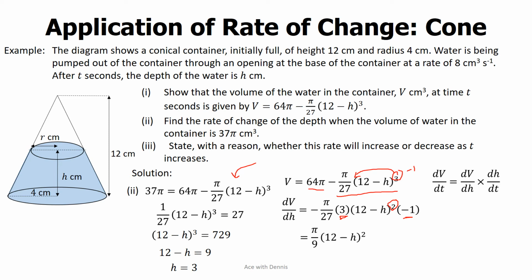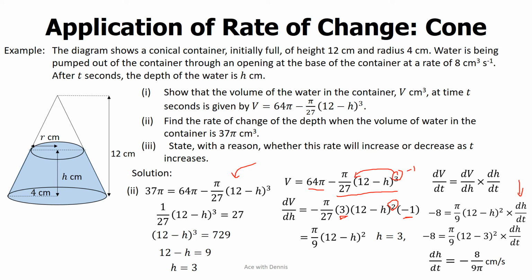Now we can form the chain rule. dV over dt equals dV over dh times dh over dt. We know dV over dt is negative 8, and dV over dh is pi over 9 times (12 minus h) squared, times dh over dt. We want to find dh over dt. We substitute h equals 3 into the equation, which gives negative 8 equals pi over 9 times (12 minus 3) squared times dh over dt. Solving it, we get dh over dt equals negative 8 over 9 pi cm per second.